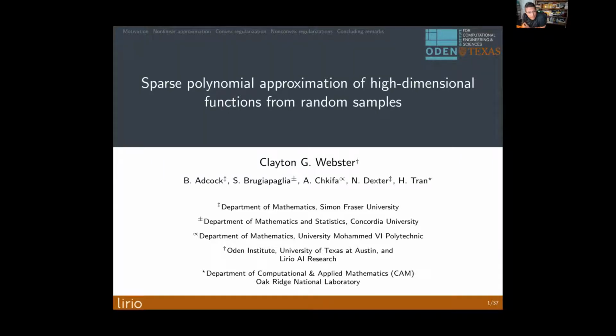So as pointed out, I'm going to talk a little bit about sparse polynomial approximation of high dimensional functions. And today we're going to focus exclusively on doing this with random samples. And again, I want to give credit to a lot of collaborators that I've worked with over the last few years in this area.